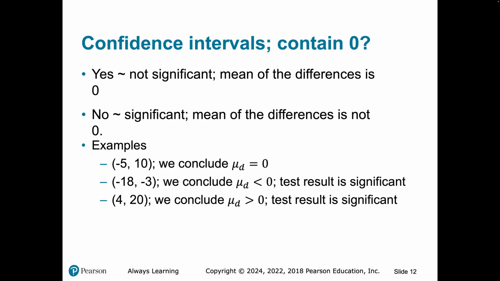So if we have just an example, hypothetical, -5 to 10, notice that contains 0. So we conclude that mu sub d is equal to 0. From -18 to -3, notice the entire interval is negative, so we would conclude that the test result is statistically significant and the mean difference, the mean of the differences, is less than 0. And a similar argument for 4 to 20. The entire interval is above 0, so we conclude that the mean of the differences is greater than 0, and we have a statistically significant result.